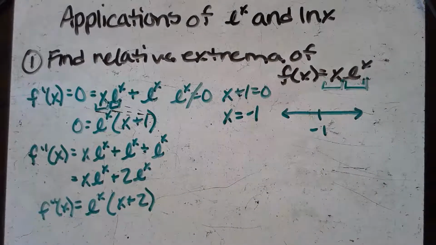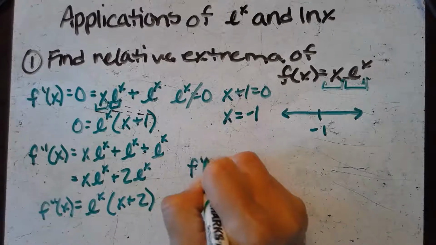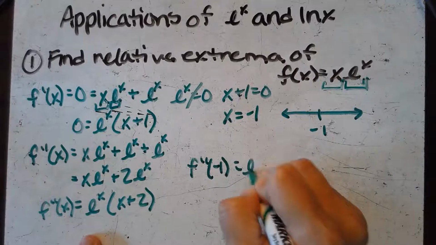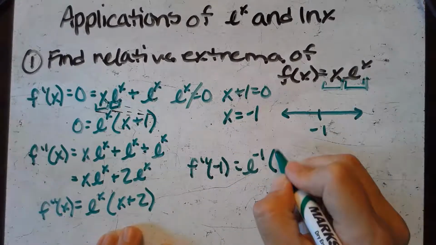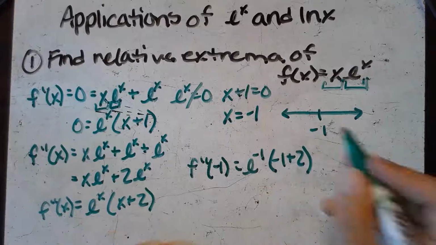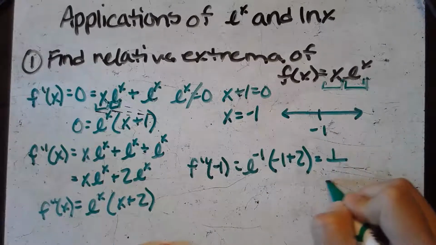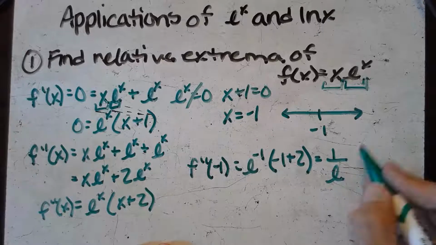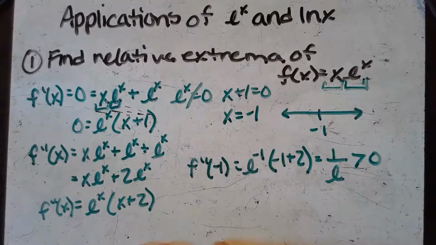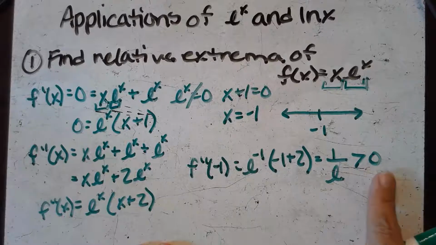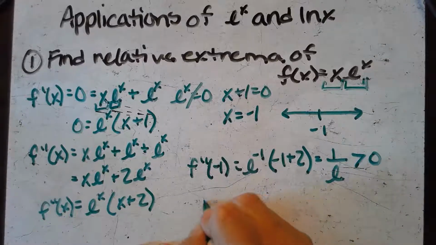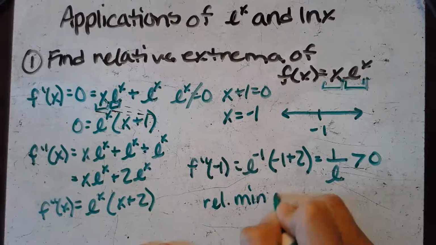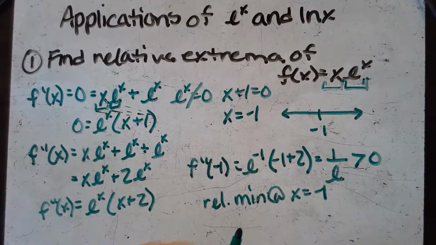Remember, you're trying to figure out at negative 1, is it a min or is it a max? Here, we want to find f double prime of negative 1. E to the negative 1, and then negative 1 plus 2. Whatever this is, it's 1 over e. Is this positive or negative? Well, it's positive. And remember, when the second derivative is greater than 0, then I have a relative min. So I have a relative min at x equals negative 1.